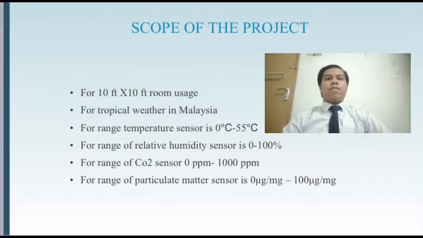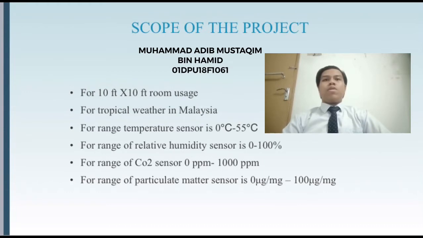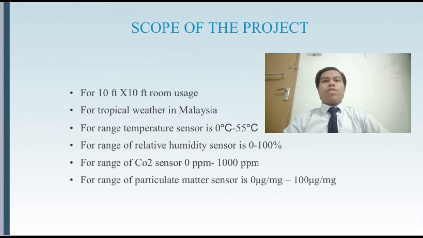The next slide is about the scope of the project. Our project is made suitable for use in a room with a size of 10 x 10 feet. Other than that, it is perfect for the tropical weather in Malaysia. The weather is never too hot, and the temperature ranges from a mild 20 degrees Celsius to 30 degrees Celsius on average throughout the year. Next, the range for the temperature sensor is 0 to 100%, the range for the particulate matter sensor is 0 to 100 micrograms, and the range for the CO2 sensor is 0 ppm to 1000 ppm.